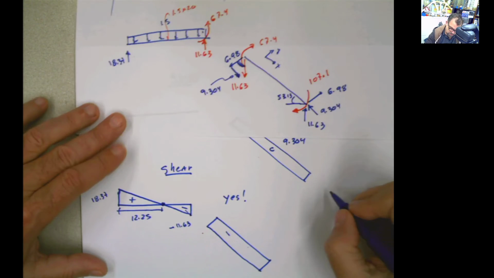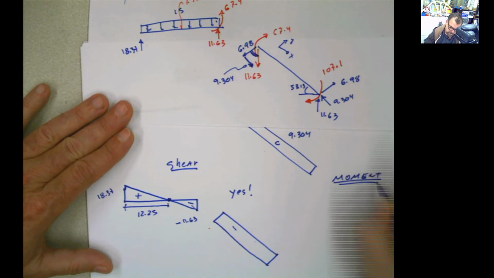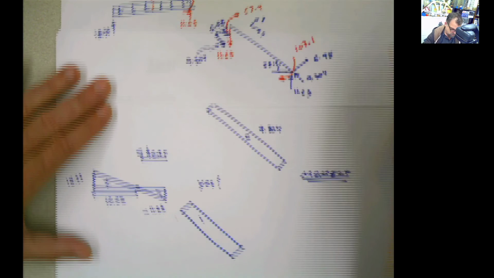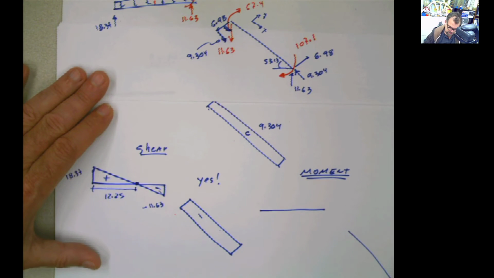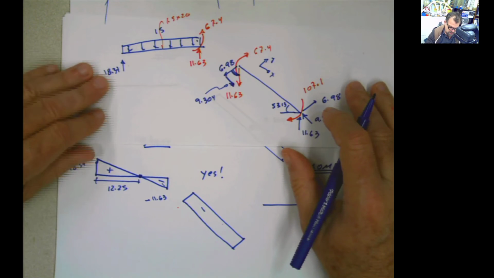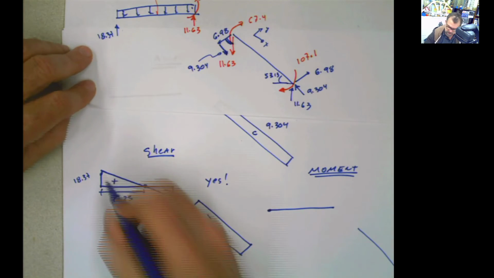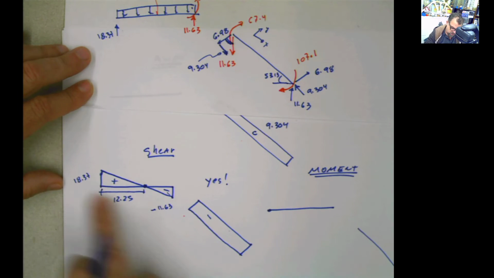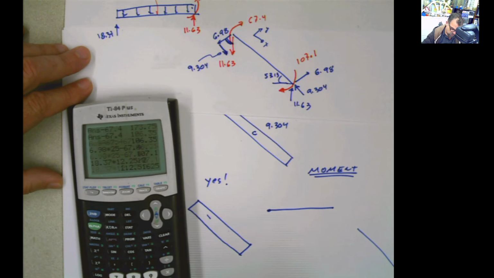And now we'll go to the moment diagram. The moment diagram is going to go to this point. Is there any concentrated moment here? Nope, because it's a roller. It starts with 0, so it's going to start with 0. And then I get this positive area. How much is that area? 18.37 times 12.25 divided by 2.